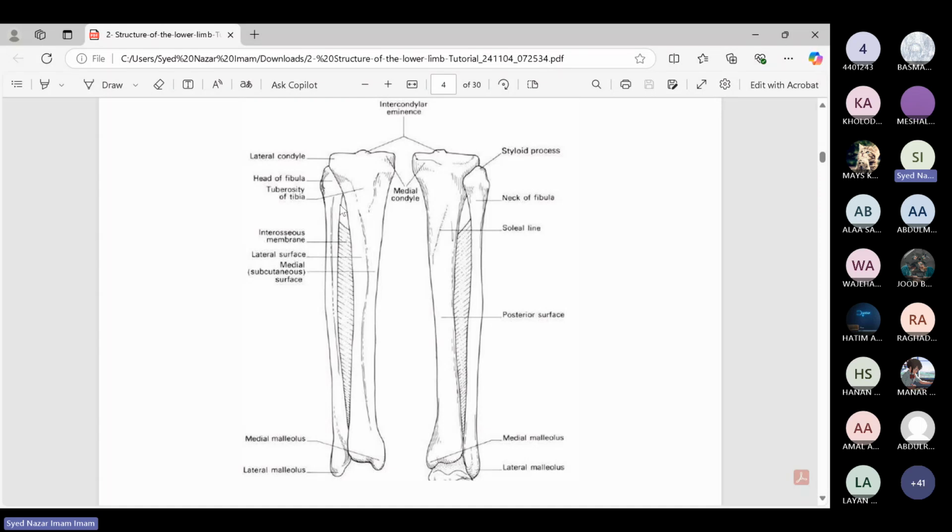Now, fibula again is a long bone, which has the upper end, the shaft, and the lower end. The lower end is again prolonged to form a lateral malleolus. So lateral malleolus is a part of the fibula. Medial malleolus is a part of the tibia. The upper end is called the head, and the top of that head we call the styloid process. And then we have the neck here. So this is your fibula.